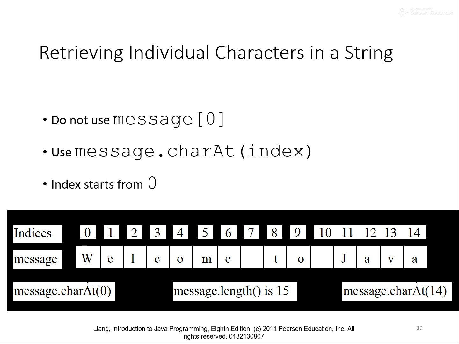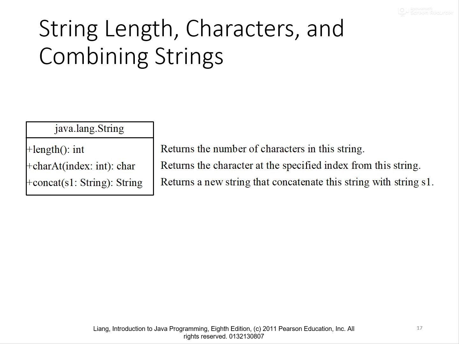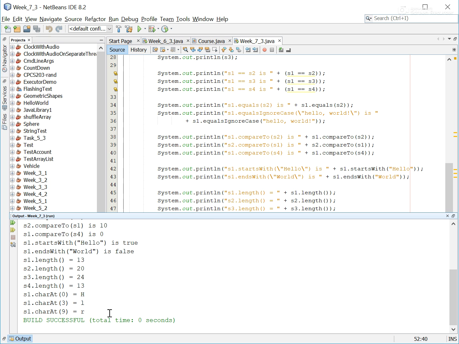So try this out some more if you like. Another method is the concat method, which is short for concatenate, which basically takes a string and attaches another string at the end of it, creates a new object with the string provided in the argument concatenated to it at the end. Fairly straightforward.